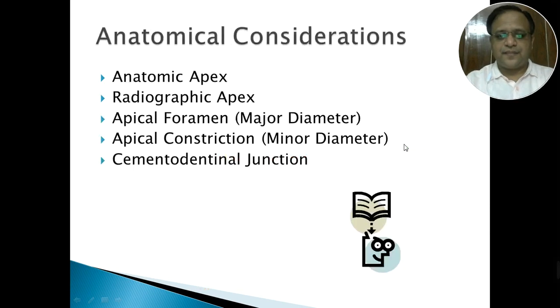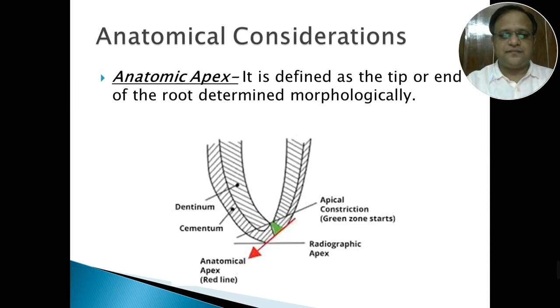So what all topics we should actually understand for this working length determination topic? Few topics are very significant. We should actually understand what is the difference between anatomic apex and radiographic apex, what is apical foramen and apical constriction, and what is cemento-dentinal junction and its significance. So let's take up each point individually and start.